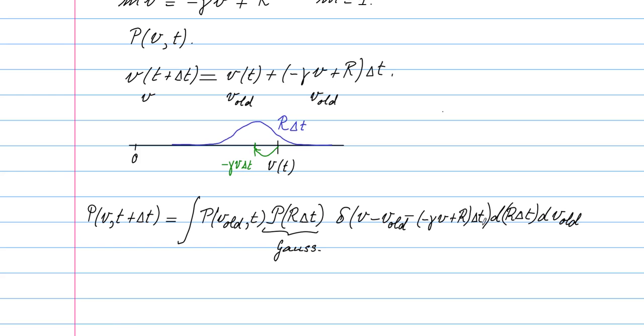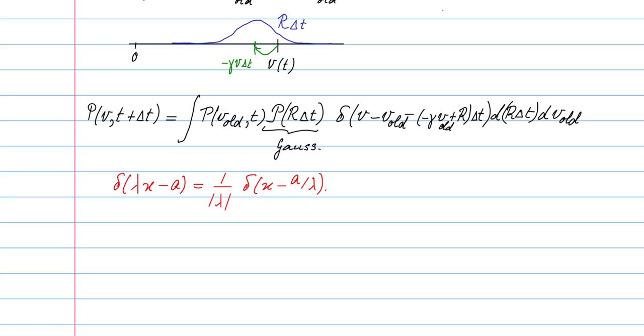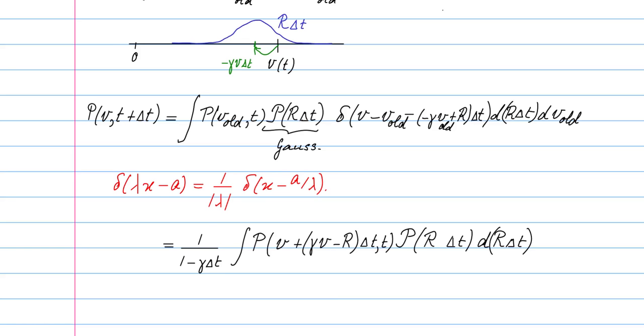And because we have a delta function, it's now easy to work out the integral over the v old. And we see that the delta function does not have v old in its argument, but a factor times v old, and then we need to use this rule for working out the delta function, and we obtain then the following result. So here is the result. First we have a term 1 over 1 minus gamma delta t, which comes from working out this delta function with the 1 minus gamma delta t in front of the v old.